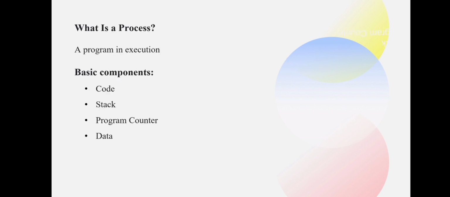What is a process? A process is a program in execution. A process is more than the program code, which is sometimes known as the text section. Basic components: code, data, stack, program counter. Here, code is the actual executable instructions of the program. Data stores global variables. Stack is used for function calls. Program counter holds the address of the next instruction to be executed.